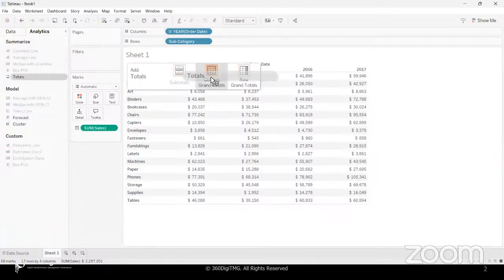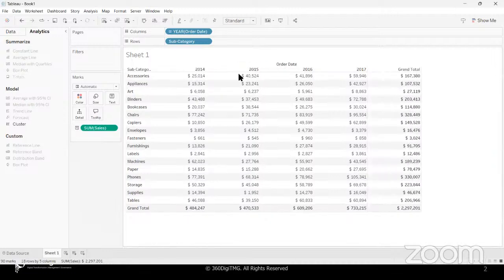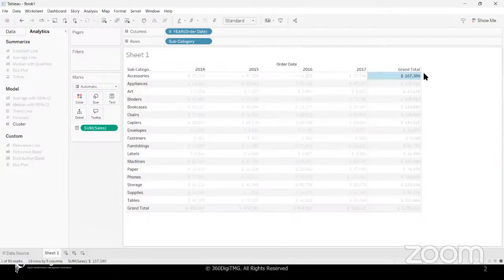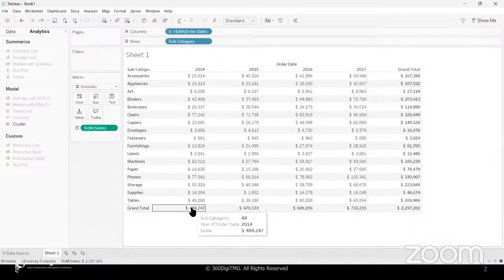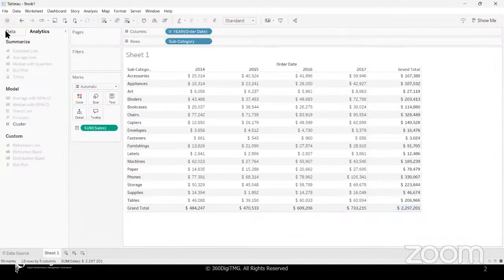And you might want to add totals, because definitely people would want to see the total. What is the column grand total? What is the row grand total? So apart from showing the individual numbers, we're also showing what is the total of that particular product. How much did I sell? How much of accessories were sold? How much of appliances were sold? What was the sales that happened in 2014, 2015, 16, and 17? And what is the overall grand total? Now this chart looks complete.